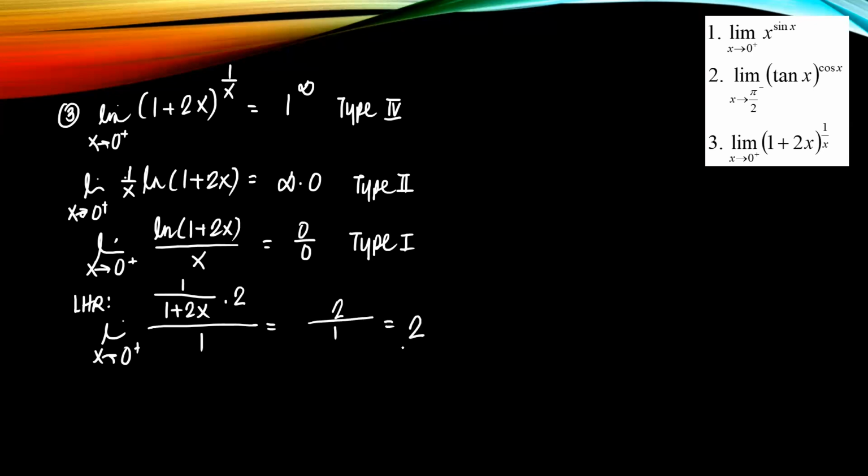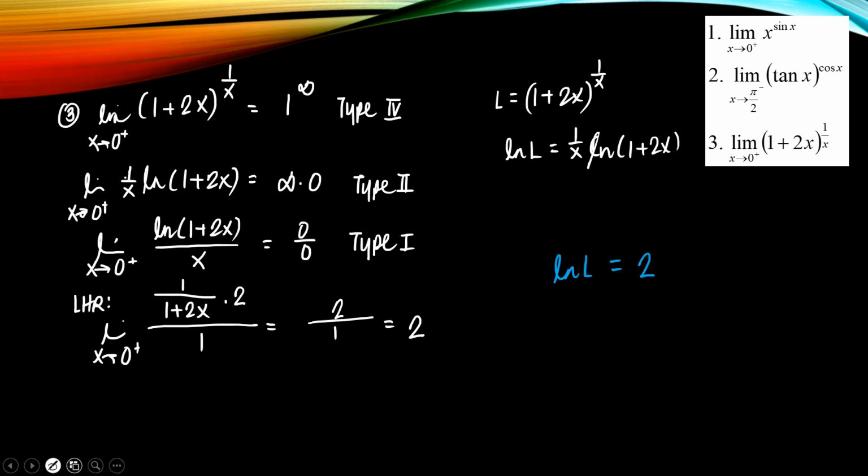The answer is 2. But then, guys, in here, take note that let L be 1 plus 2x raised to 1 over x. So ln of L, right? Because I skipped this step already. I did this immediately. Take note that ln of L is equal to 2. Therefore, the answer limit is actually e to the 2.